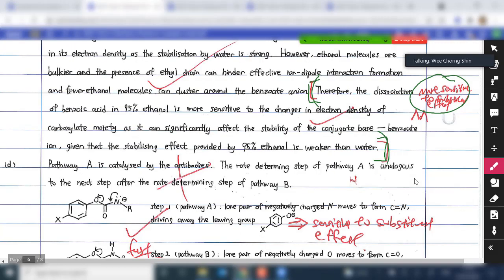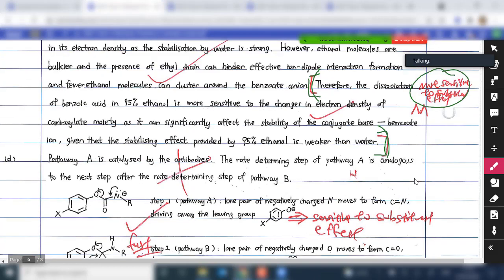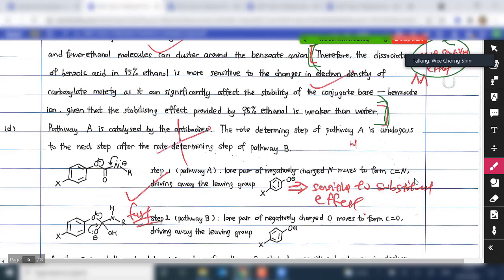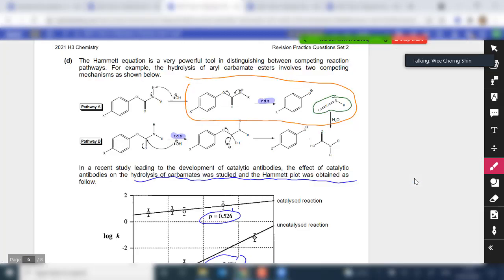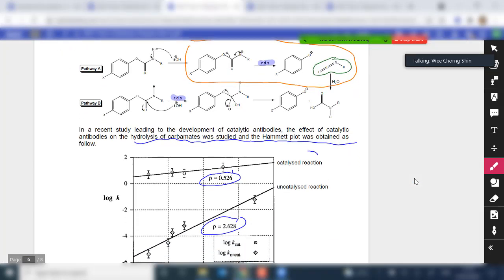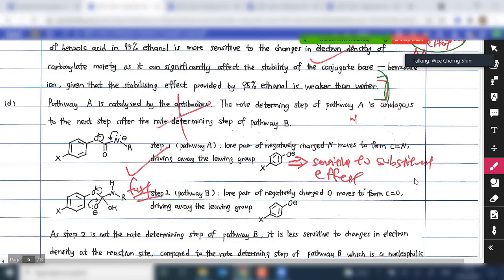Okay, so in this part it was written. So in this case, first we need to go back to the question. This is the catalyzed one. Then the rho is low, right? If you choose A, very sensitive, so cannot choose A. So you must choose B. Something like that. As in, I just make it short and sweet for you.